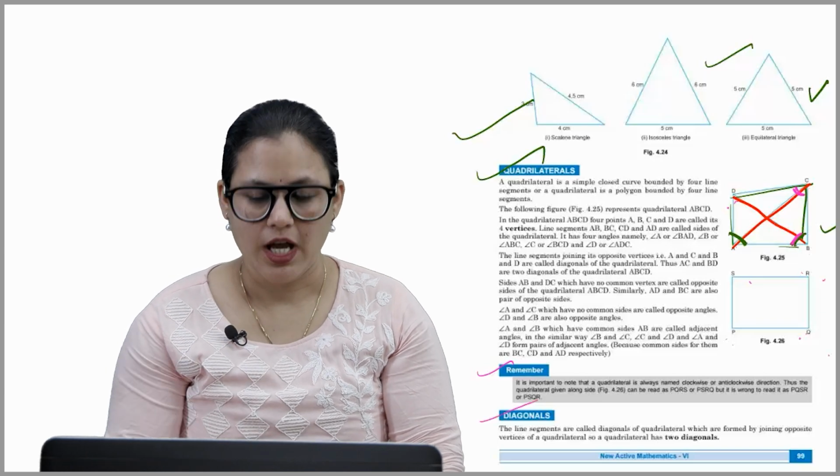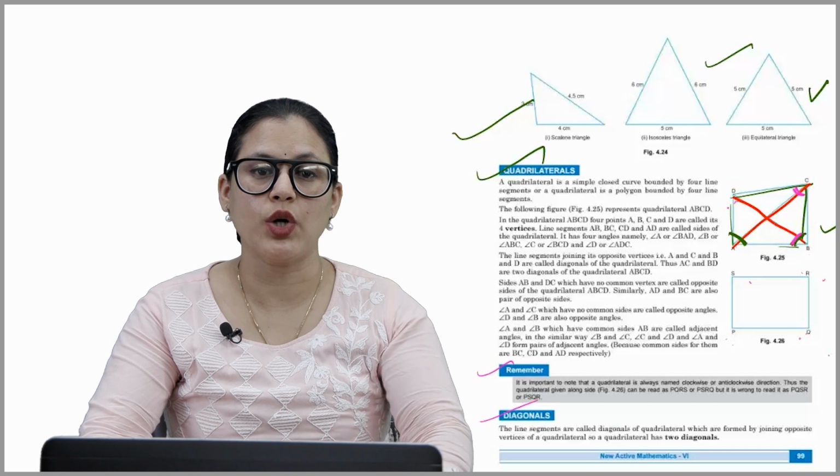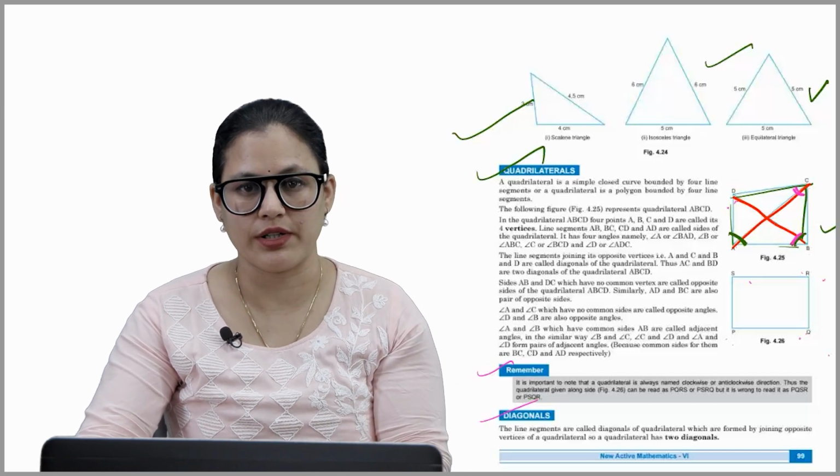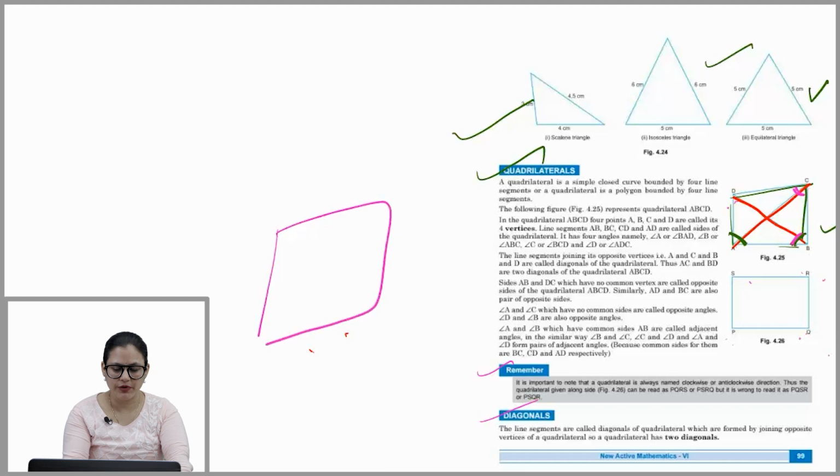Diagonals. The line segments which are formed by joining opposite vertices of a quadrilateral are called diagonals of the quadrilateral. So, a quadrilateral has 2 diagonals. See, quadrilateral means a figure which has 4 sides, right? So, these lines are called diagonals, okay.